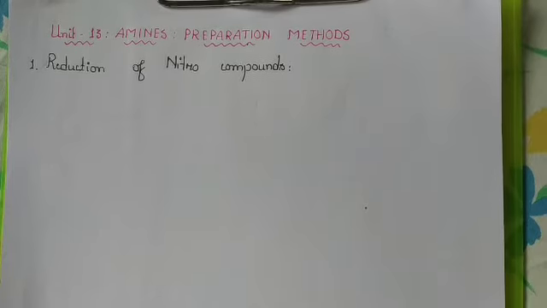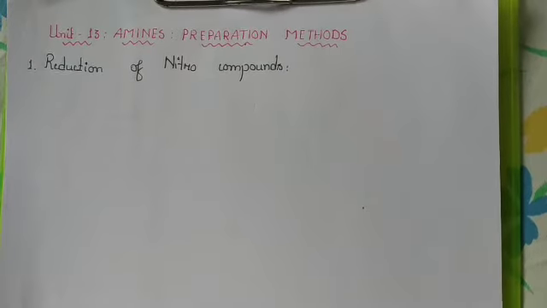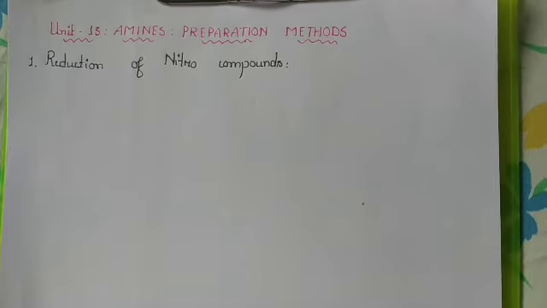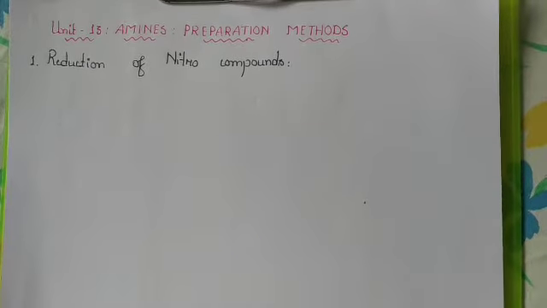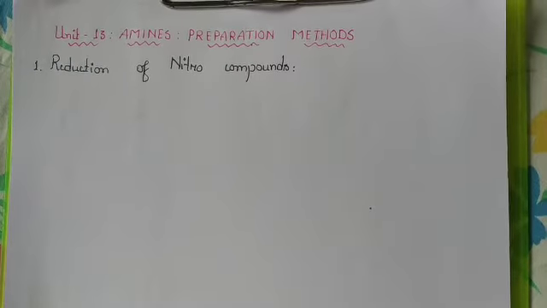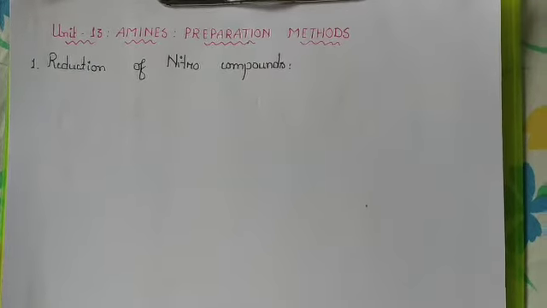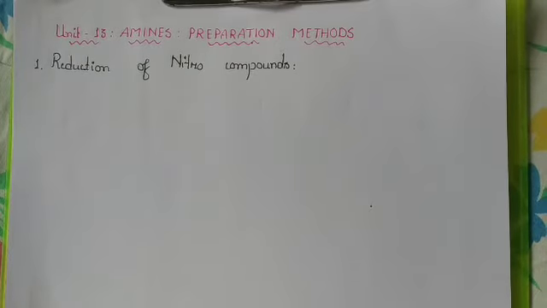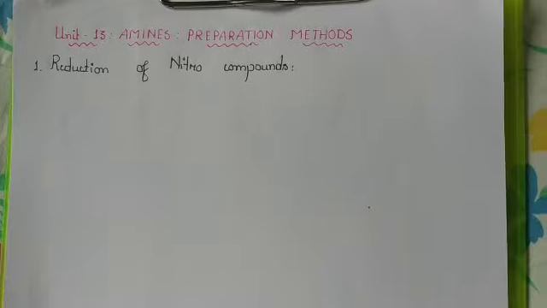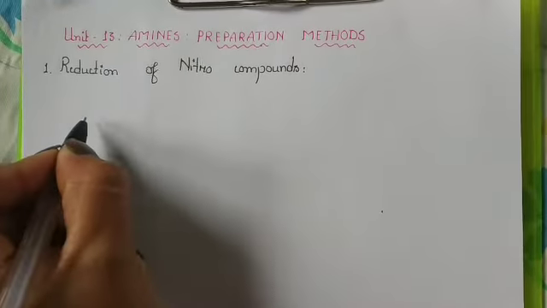Today, I'll be discussing the preparation of amines. The first method is reduction of nitro compounds. Nitro compounds are reduced to amines by passing hydrogen gas in the presence of finely divided nickel, palladium or platinum, and also by reduction with metals in acidic medium. Now let us see an example here, nitroalkanes.